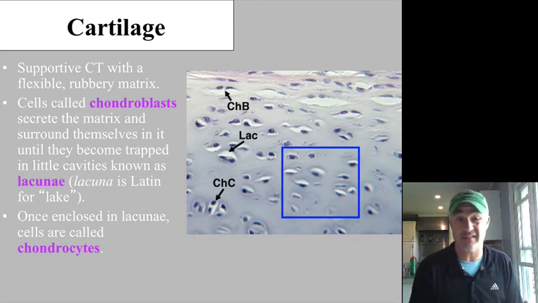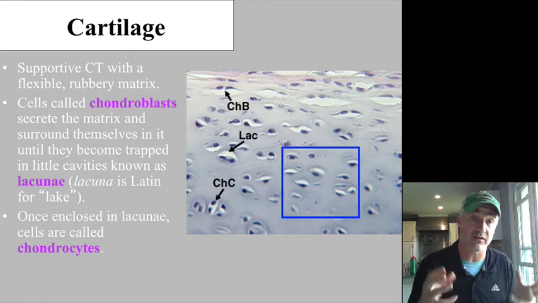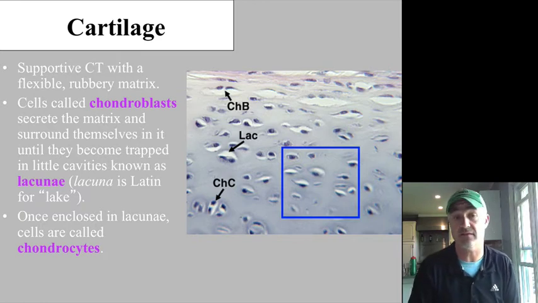We'll see when we go to bone, it's actually a similar idea. Those things that are making the bone are osteoblasts, and the ones that are just trapped in the bony matrix are osteocytes.